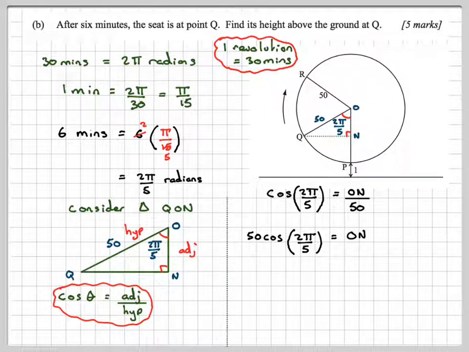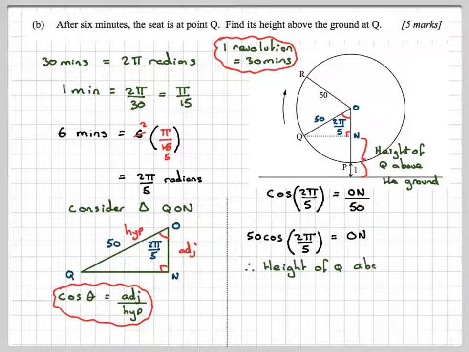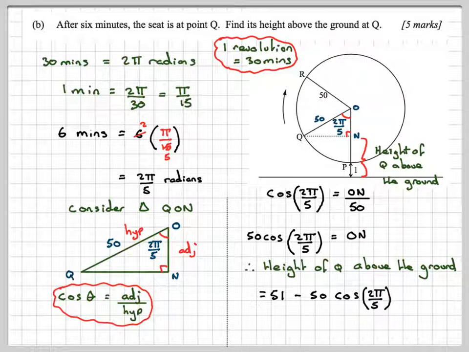And then in order to find the height above the ground of Q, it is the same as this distance here. This distance here is the same as this distance here. We know from here to here it is 51, so it's 51 minus this. And then working this out on my GDC using my calculator in radian mode, which it should be by default, that gives me 35.549, which is equal to 35.5 meters.